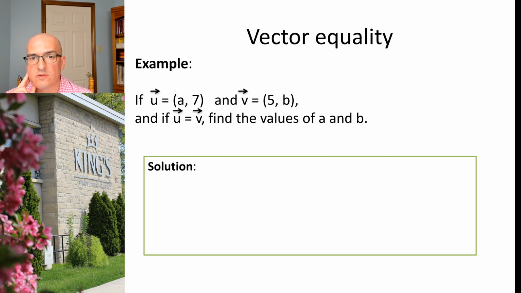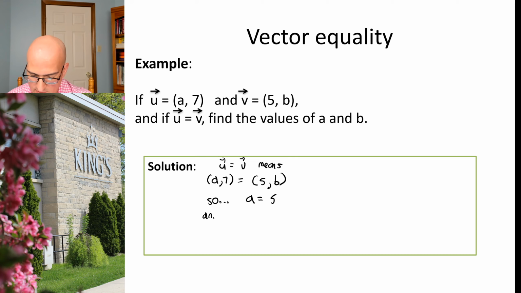Okay, simple test. u is equal to (a, 7) and v is equal to (5, b). We're told that these two vectors are equal. Find the values of a and b. So we're told that they're equal, so I'm going to write u equals v means that (a, 7) equals (5, b). So a must be equal to 5 and b must be equal to 7. That's it. That's the criteria that we need to impose in order for these two vectors to be equal.